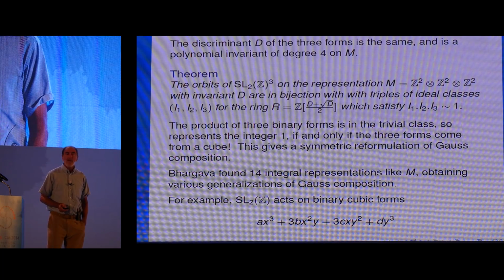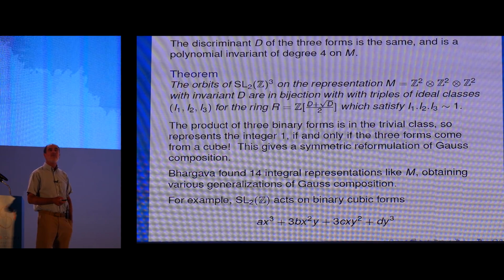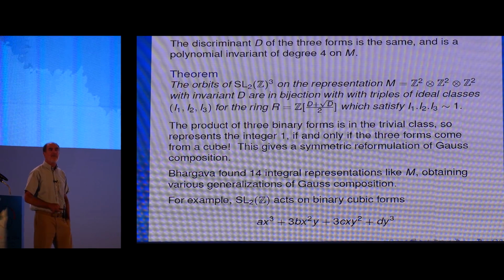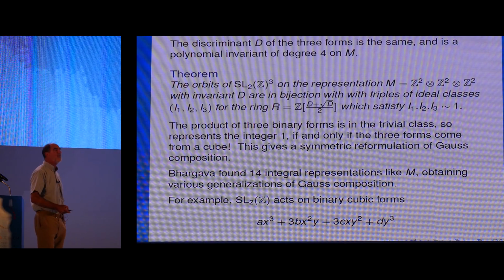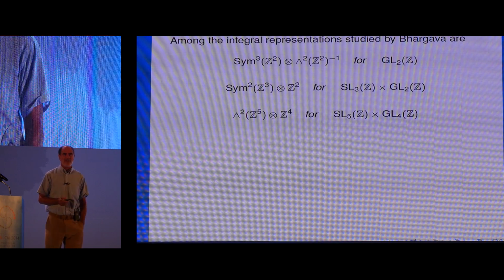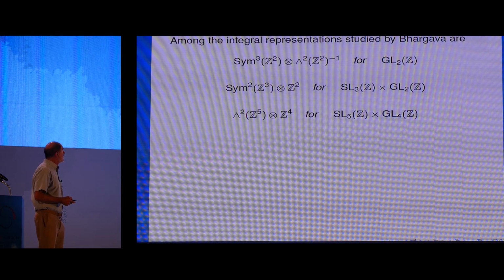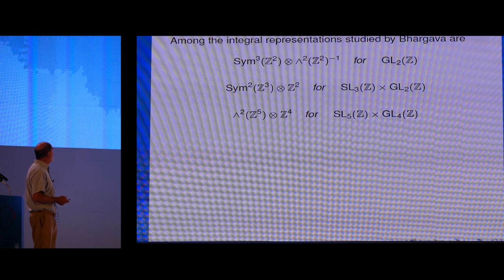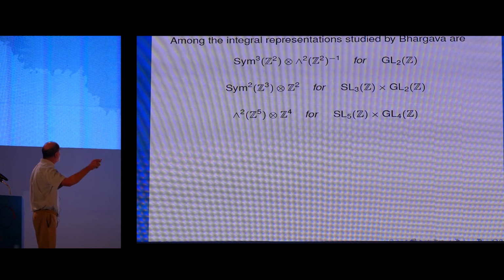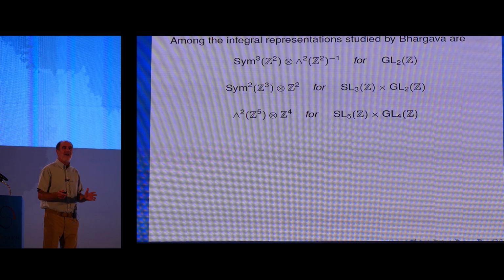What are the orbits? Well, the 3 ideals are the same. So you just get a quadratic ring and an ideal class whose cube is 1. And so this representation parameterizes quadratic rings and ideal classes of order 3 in that ring. Well, among these 14 representations, there were 3 very special ones. And they're the action of GL2 on ternary quadratic forms, the action of SL3 cross GL2 on pairs of ternary quadratic forms, and the action of SL5 cross GL4 on 4 tuples of exterior 2 forms on 5 space.